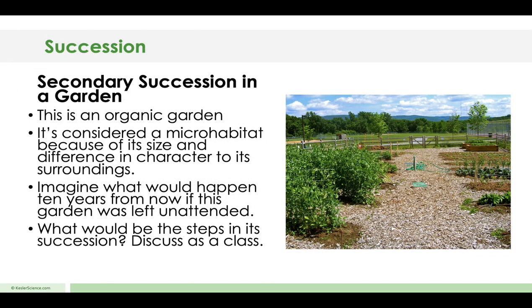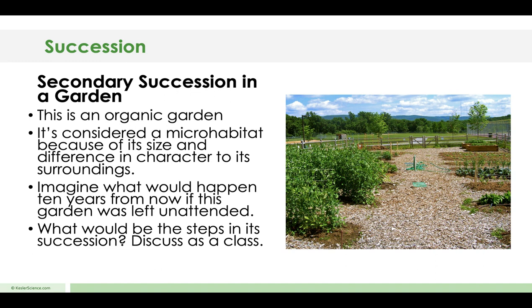And then the last thing that you're going to answer is this question. What would secondary succession look like in a garden? So we have a garden there. We have an organic garden, meaning that we don't use pesticides and things like that in order to keep the bugs and the weeds away. It's considered a microhabitat because of the size and that it's different than the surrounding areas.